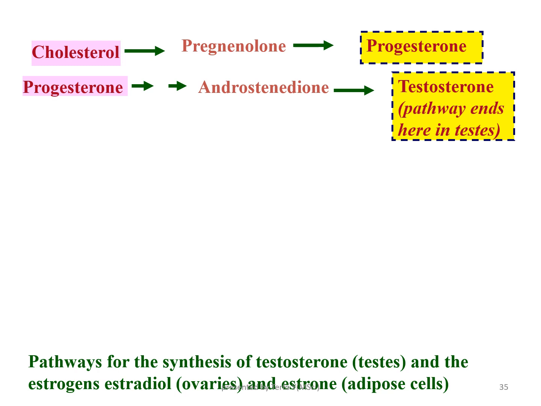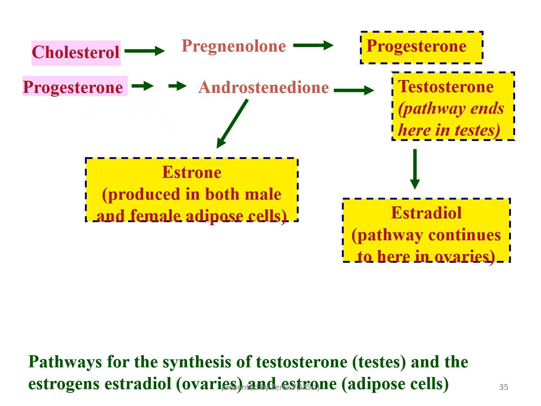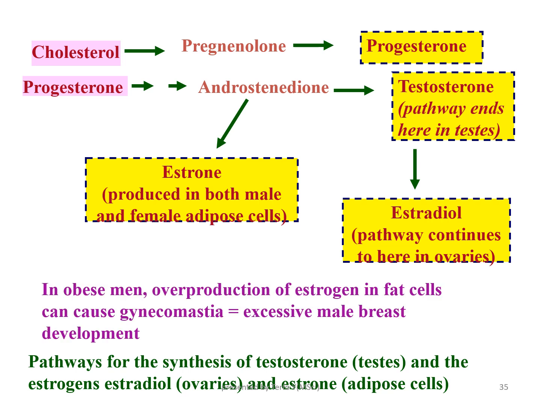So this cholesterol can also be converted to progesterone, as we mentioned before, and this testosterone pathway ends here in the testes, and estradiol, and the pathway continues here in the ovaries, and the estrone can be produced in both male and female adipose cells. In obese men, overproduction of estrogen in fat cells can cause gynecomastia, which means excess male breast development.